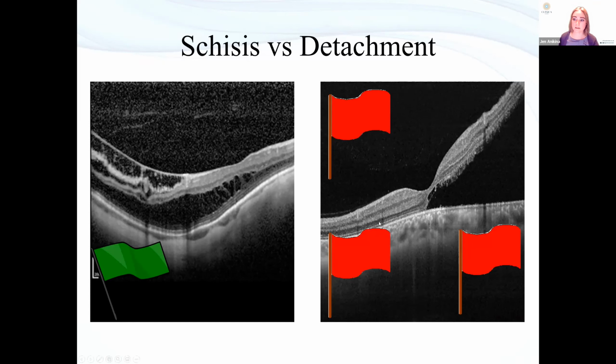When you see all the layers of the retina lifted up like that, that's a retinal detachment. And that, of course, is an emergency unless proven otherwise. There are non-emergency detachments, but that's really for us to differentiate, because you need to put all the detachment factors together to determine that.